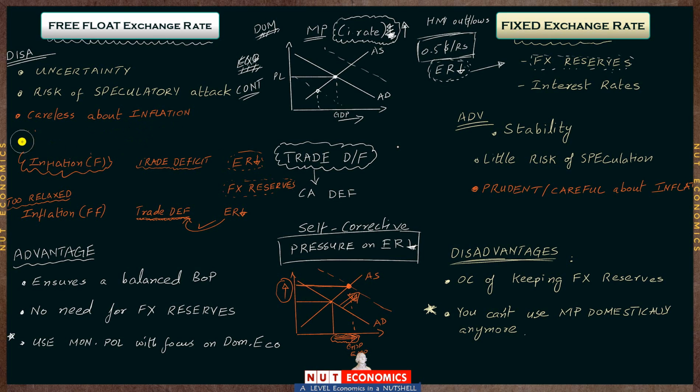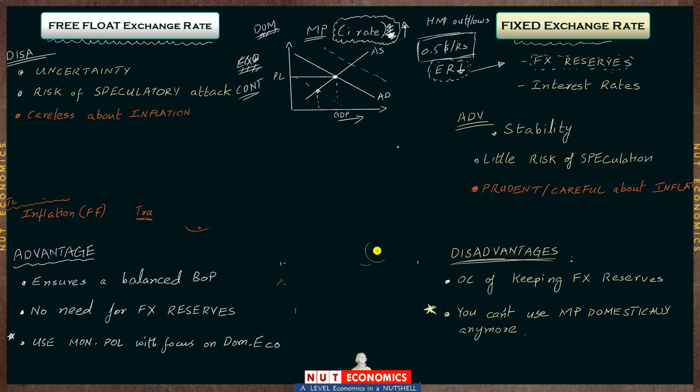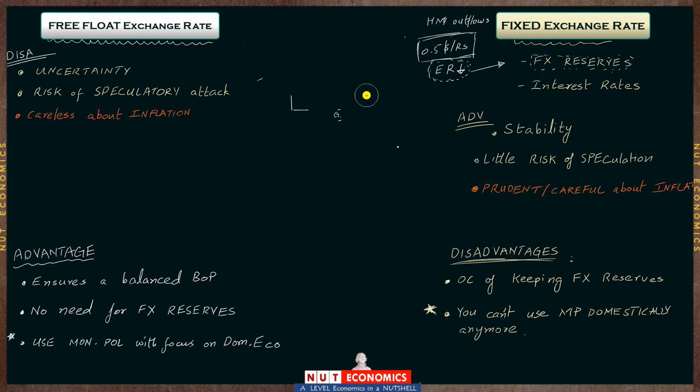Let me get rid of this one as well so that you can clearly see the important things at the end. ये सारा जो है, that was just an explanation. Again, try to secure your marks, try to secure your answer by going for the easy points first of all. Free floating में easy advantages are, it ensures a balance of payments, there is no need for FX reserves. On the disadvantages side, there is uncertainty and there is always this risk of speculation.